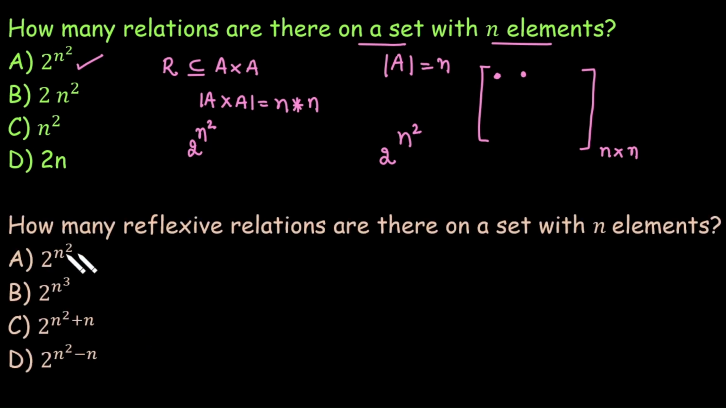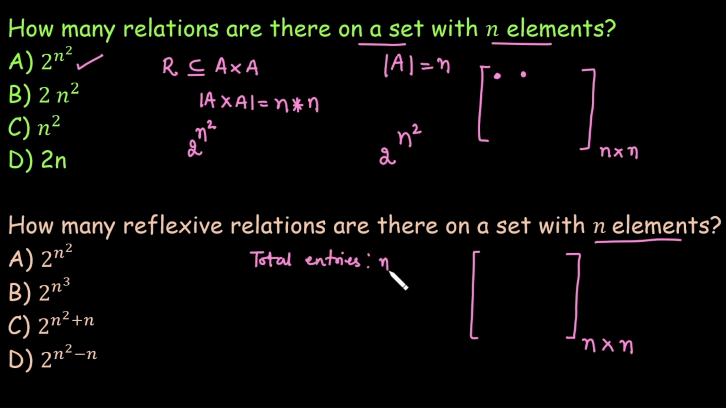The next question is, how many reflexive relations are there on the set with n elements? So rather than counting all the relations, now we need to count the reflexive relations. With the help of matrices, we can evaluate this. Suppose we have the matrix. What is the order of this matrix? We have n elements, so place those n elements row wise as well as column wise. So the total number of entries in the matrix is n square.